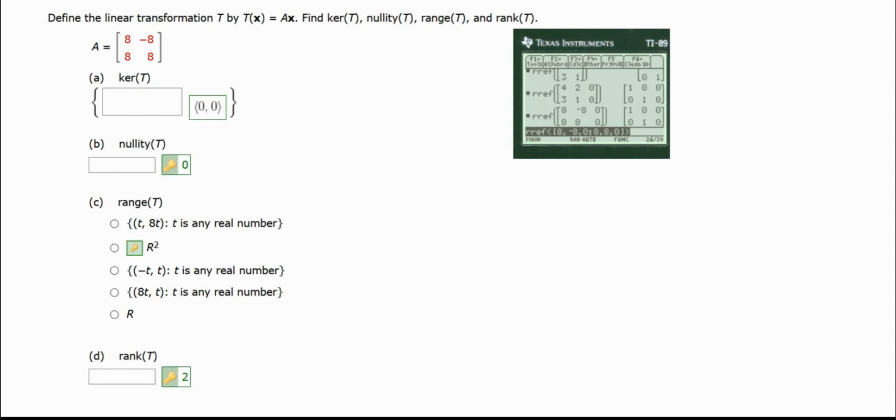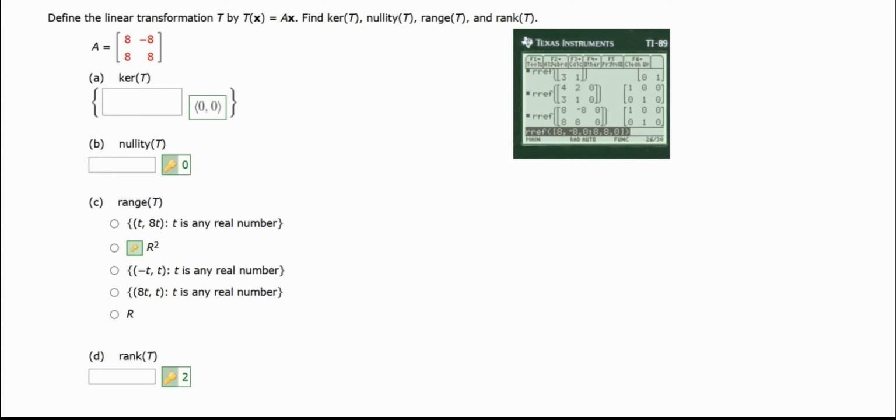Okay, what about this one? We did answer all the questions over there. So we look at this, and it says, define this linear transformation as that. Find the kernel, find the nullity, the range, and the rank.